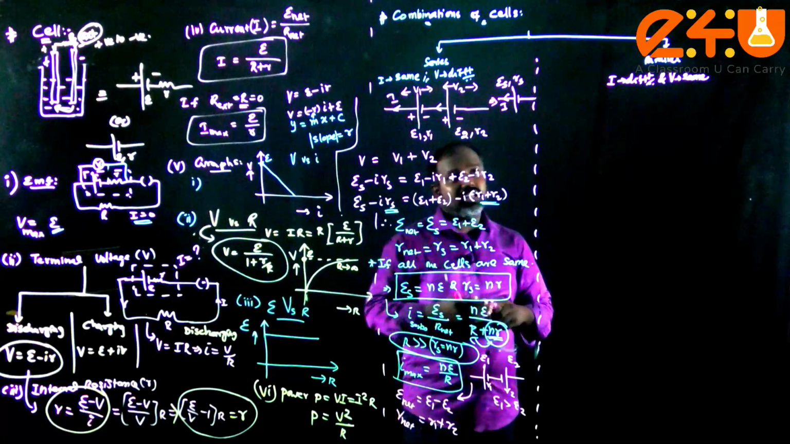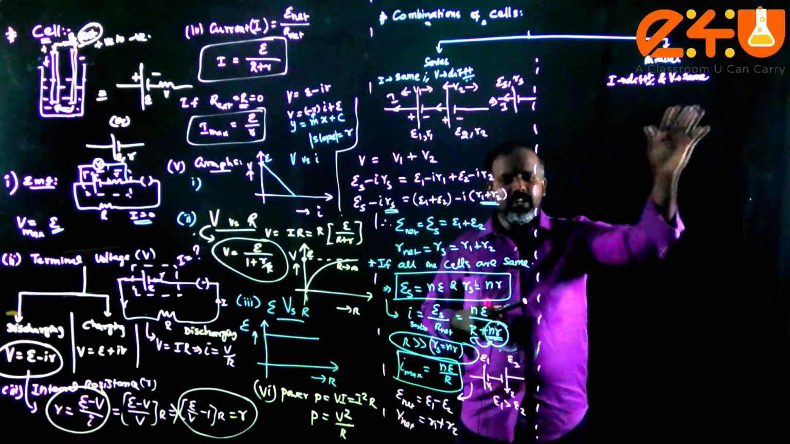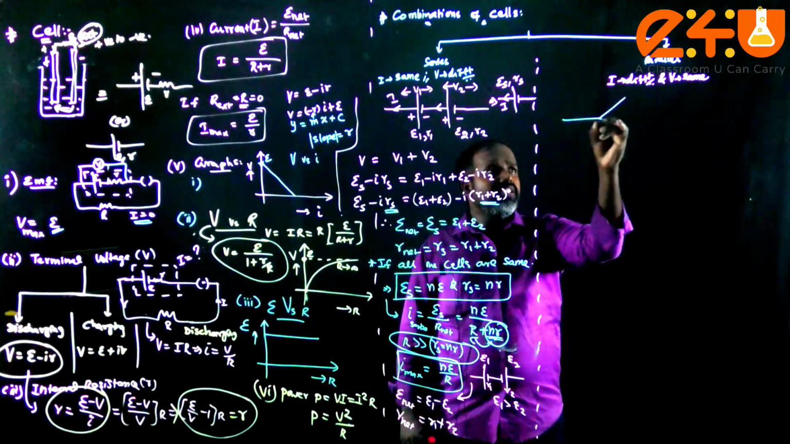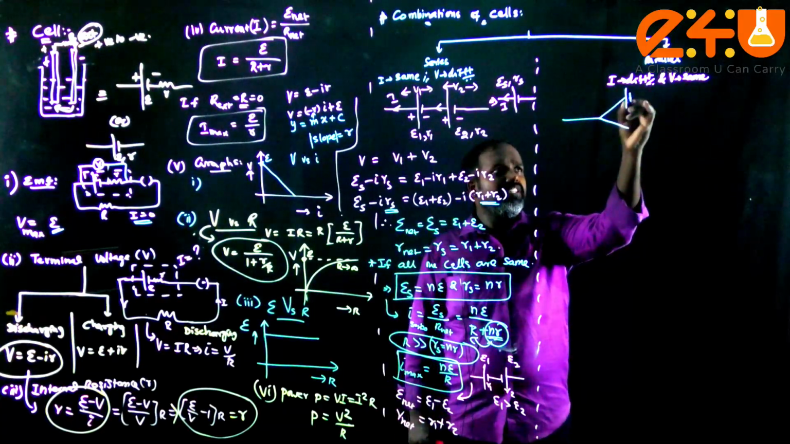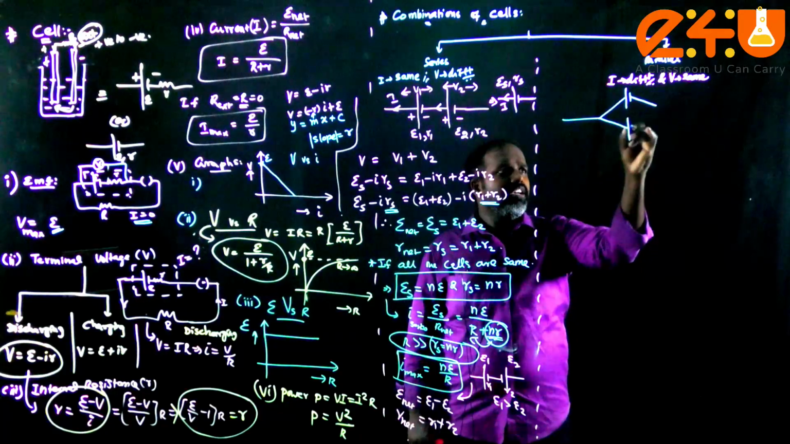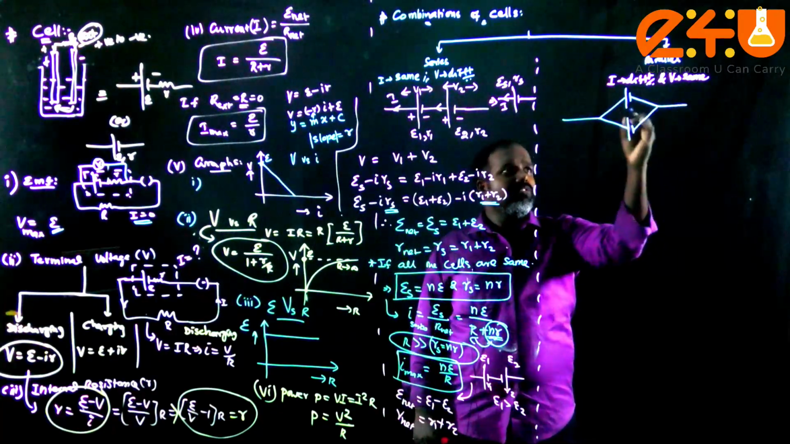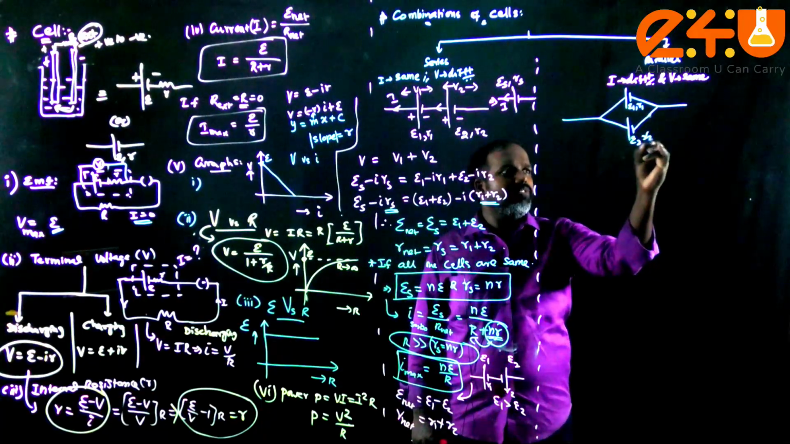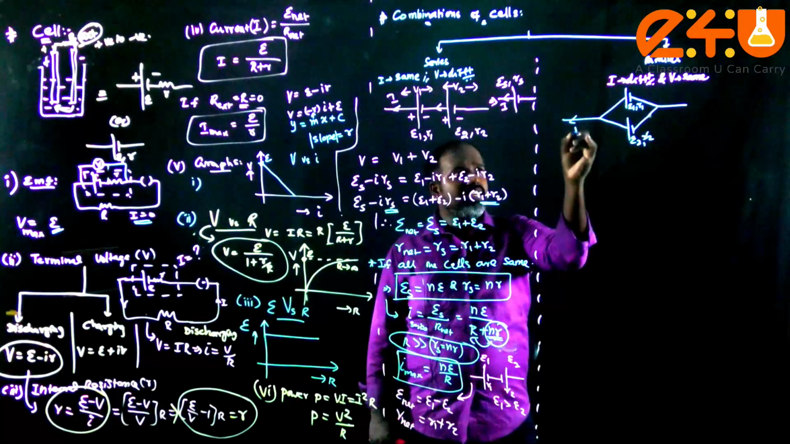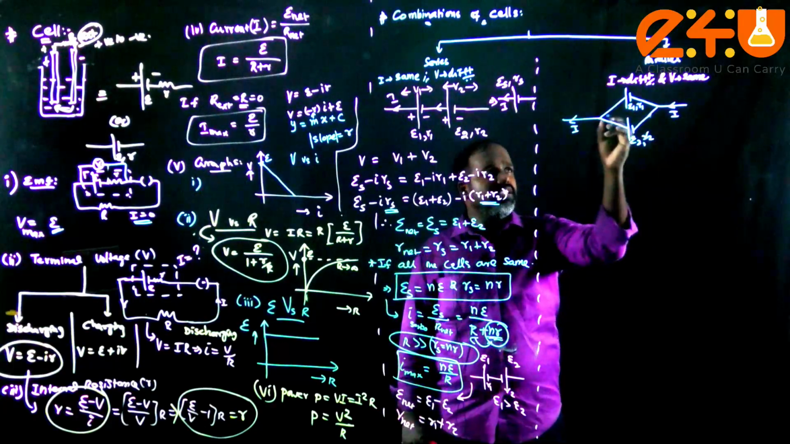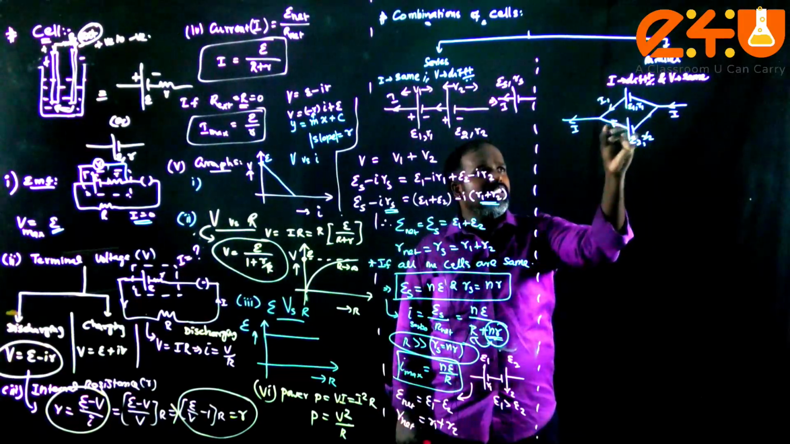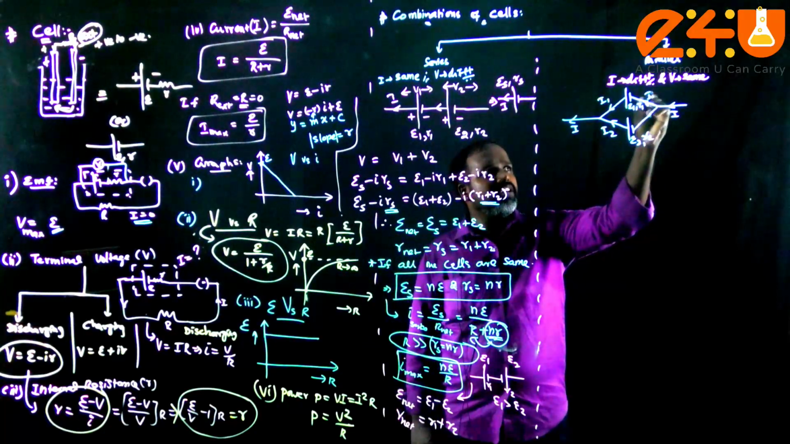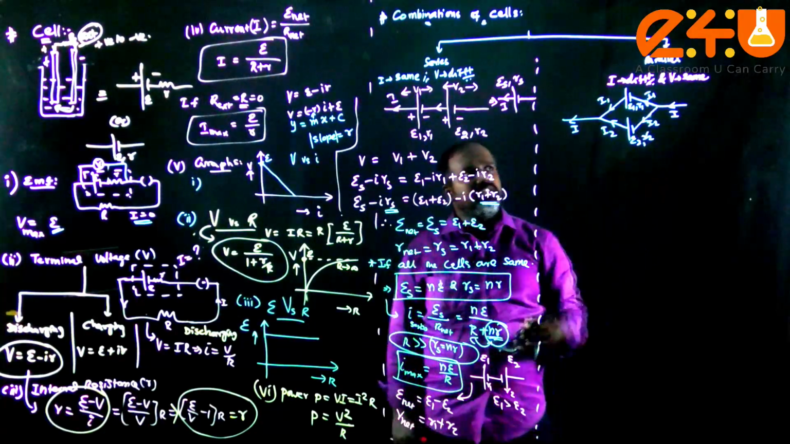The same analogy can be extended to the parallel combination also. Now please see the given cells: E1, R1 and E2, R2, the internal resistances. Let I be the current entering in this. So this is I1, this will be I2. How much current is coming out from the positive, the same current is entering here also. Just keep that in mind.